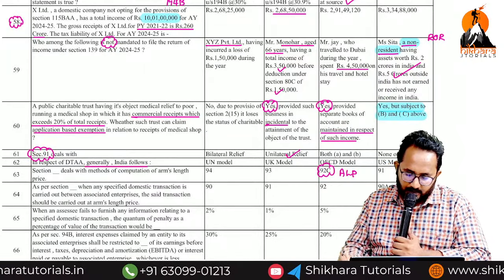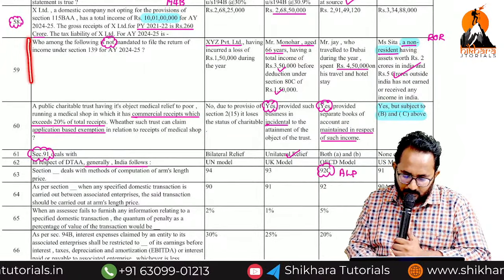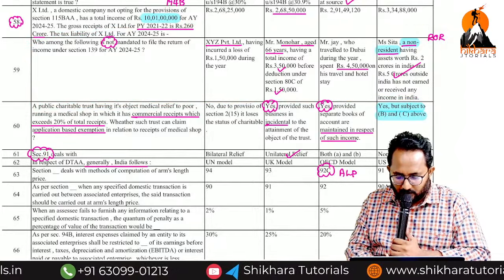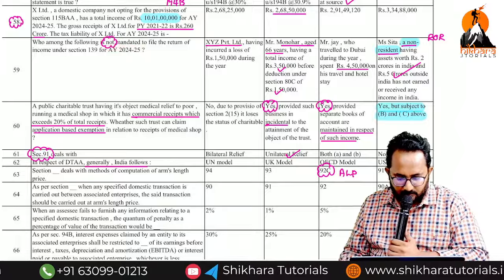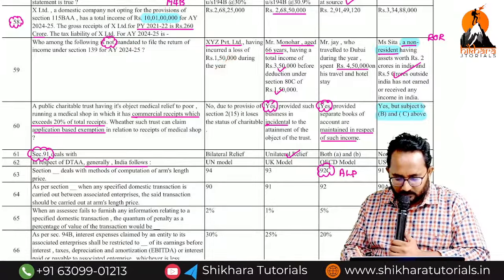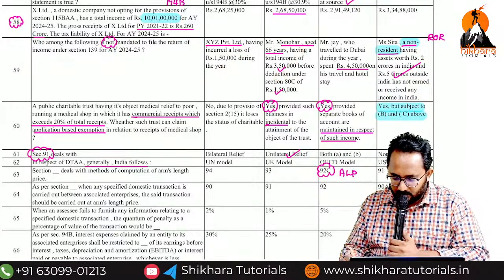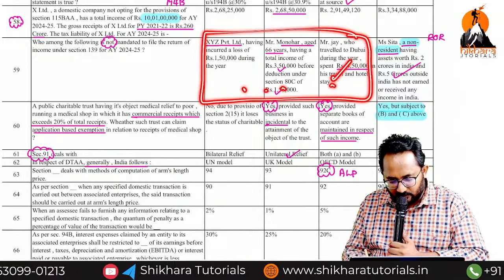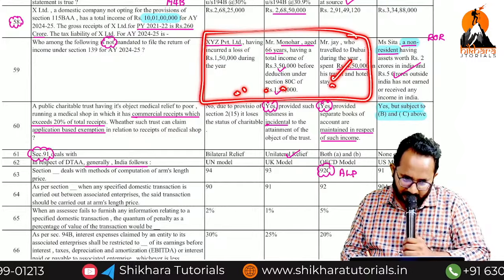Refer to who is required to file the return of income. I think you are asking a doubt. So who is not mandatorily required to file return? This person is required to file. This person is also required to file. This person is also required to file. In these three cases definitely they are required to file return. That's why that is not the correct answer.